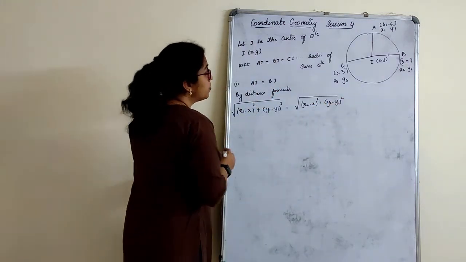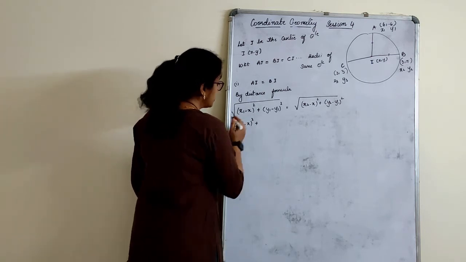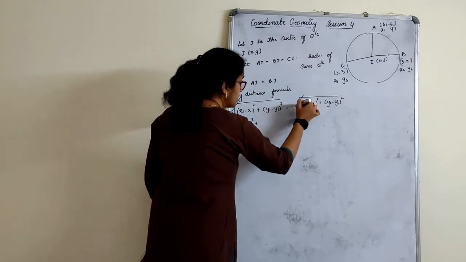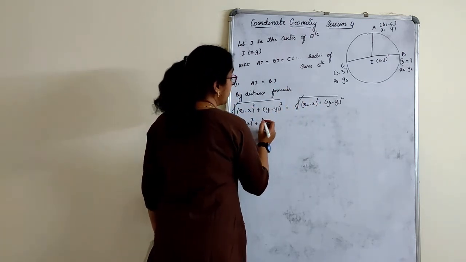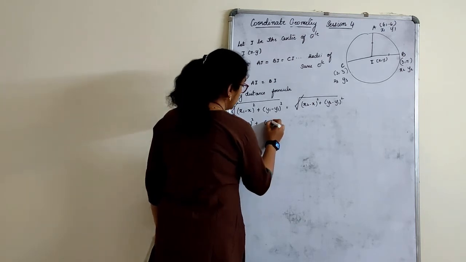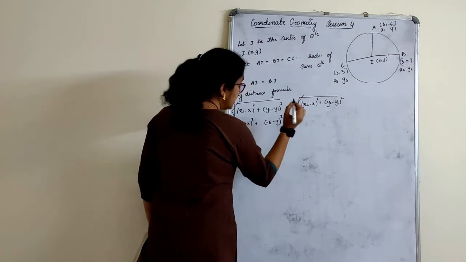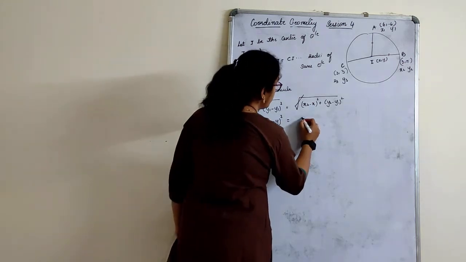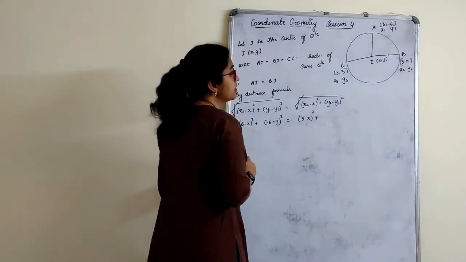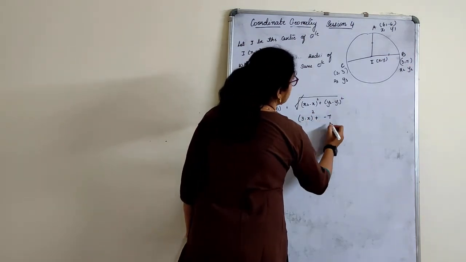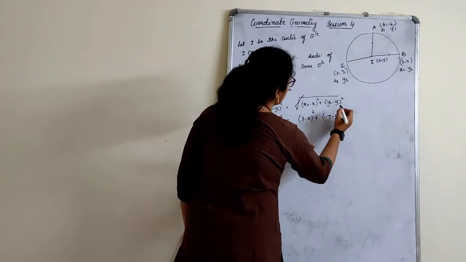Let us substitute. What is x1? 6 minus x whole square plus, yes, by the way, square root and square root will get cancelled. We can do that. So 6 minus x whole square plus minus 6 minus y whole square is equal to x2, 3 minus x whole square plus y2, minus 7 minus y whole square.